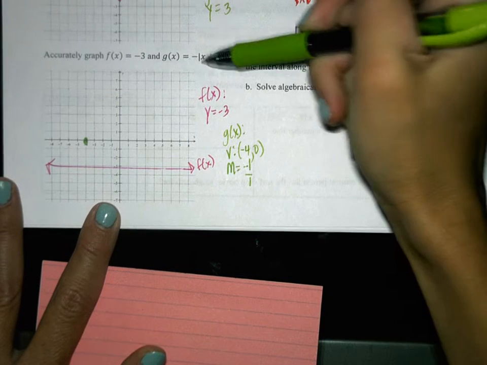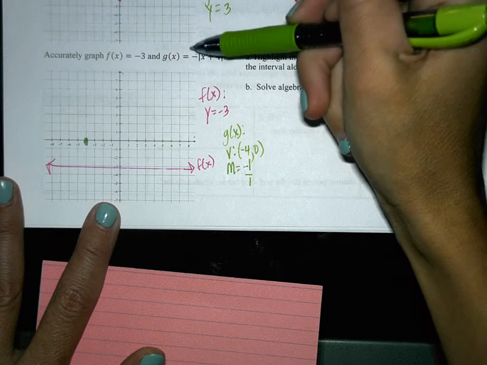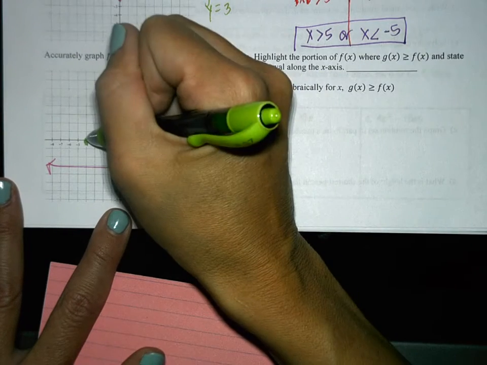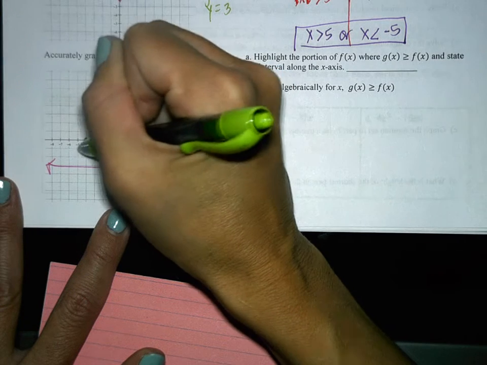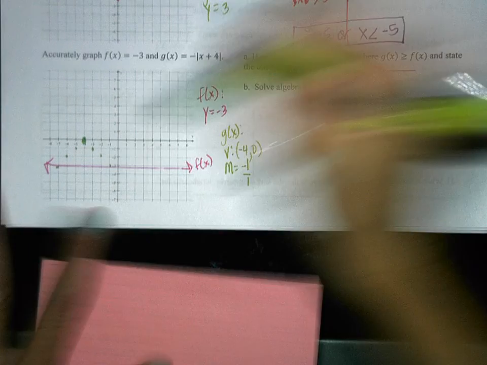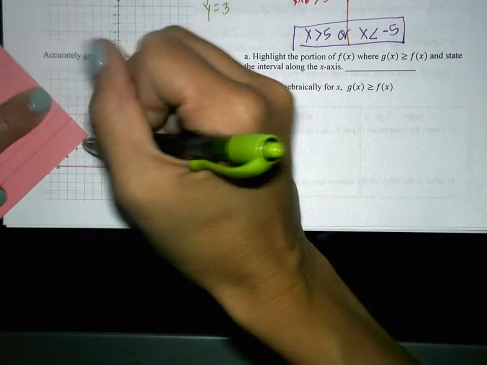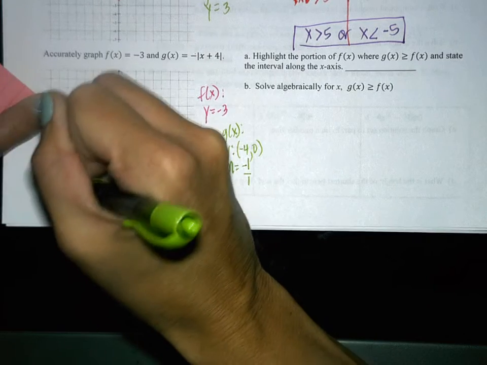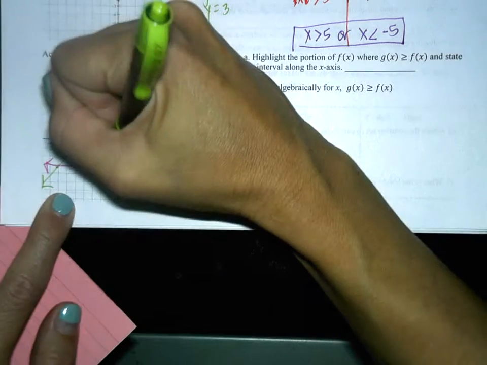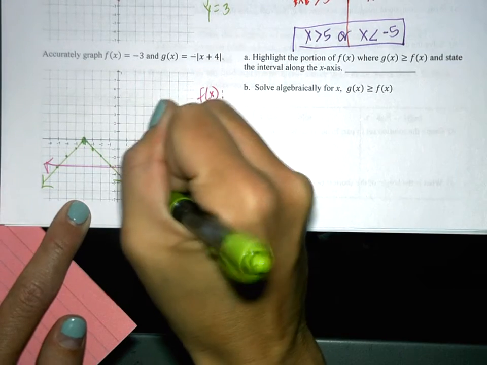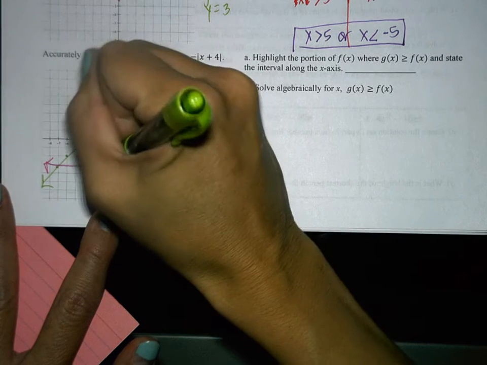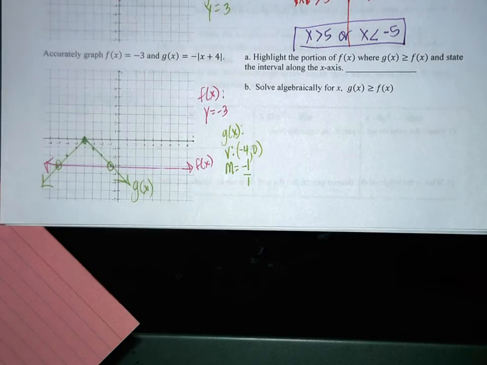So notice in front there's a negative sign. If there isn't a number with it, it's a negative 1. And then we put it over 1. So from this point, negative 4, 0, we're going down 1, right 1, down 1, left 1. And we're going to keep going until I hit this line to make sure it's accurate. We can draw our lines. And we're going to label that also as g of x. And we can see where they are overlapping here. So I'm just going to kind of circle those points to remind me what's happening there.